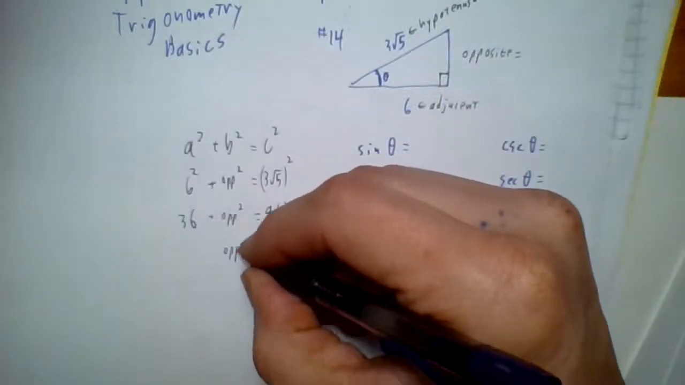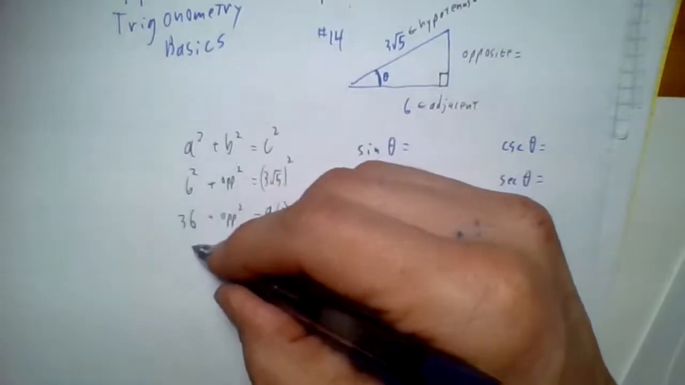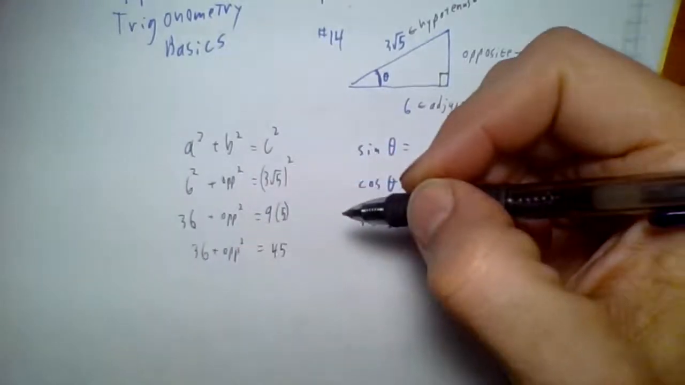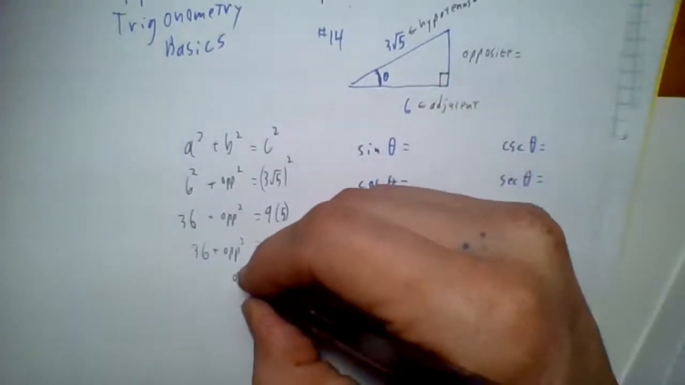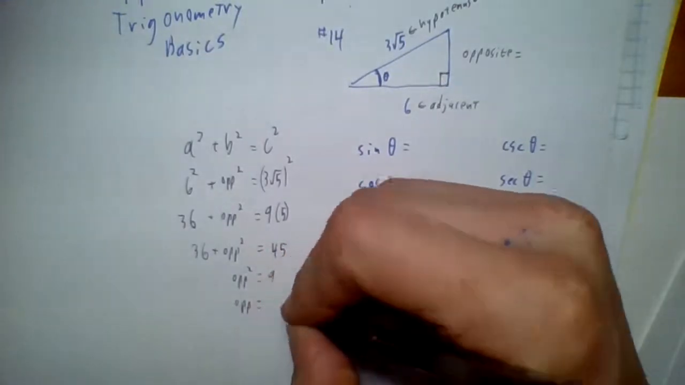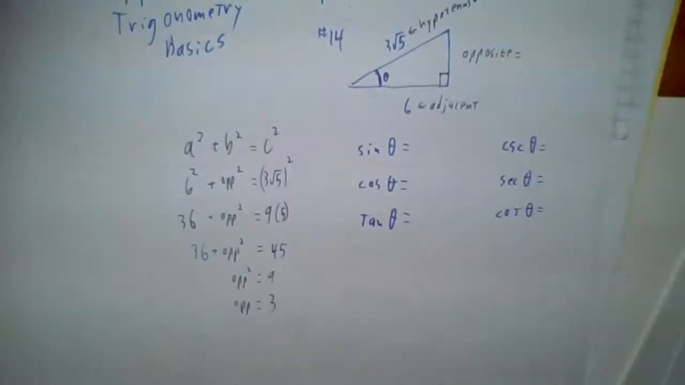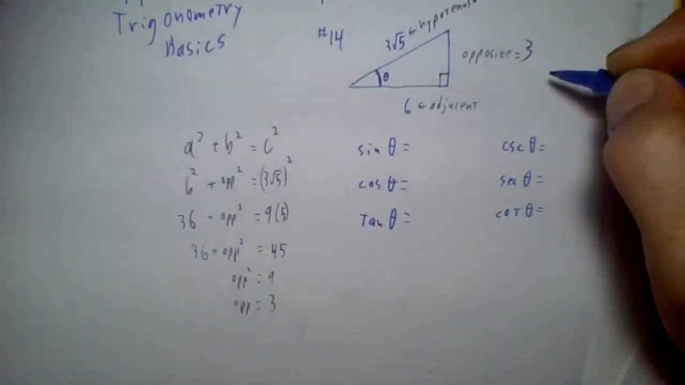The opposite squared. 36 plus the opposite squared is 45. So the opposite squared has to be 9. So the opposite side there is just 3. Square root of 9 is just 3. So that's what I've got right here. That's going to be the third side for the triangle.